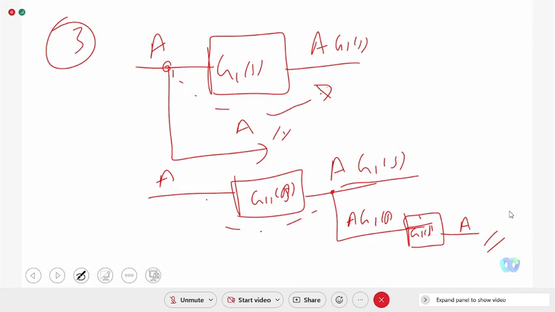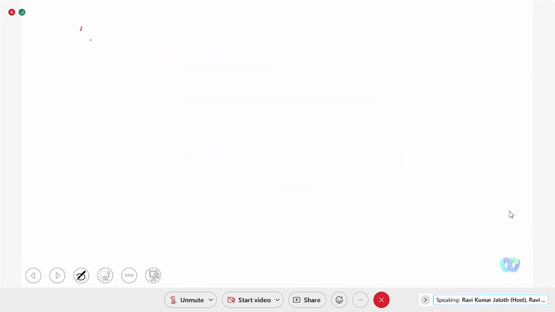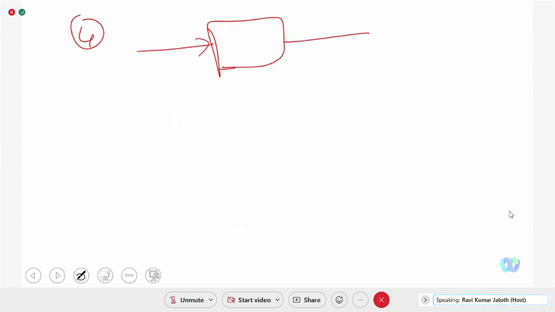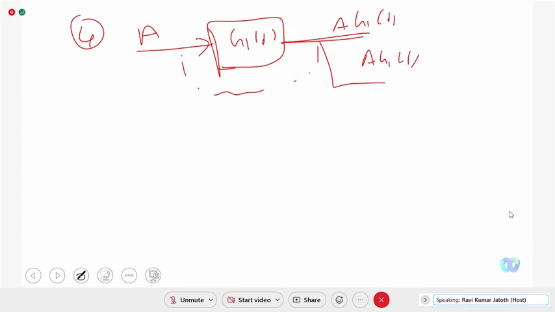Yes, sir. So this is rule number 3. Rule number 4. Sometimes when we try to reduce the block diagram into a single block, we'll be seeing examples, don't worry. Here I have a signal A, and the transfer function of this block is G1 of S. So here I'll be getting AG1 of S and AG1 of S. Sometimes, to reduce the bigger block into a single block, we need to move this branch point before the block.